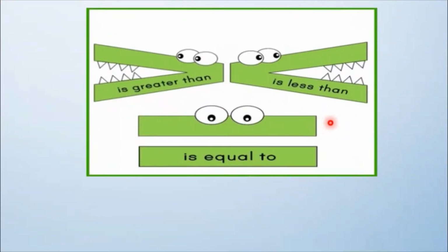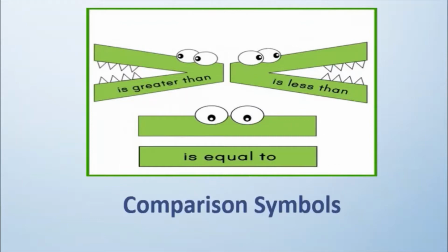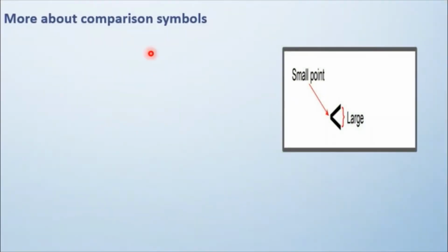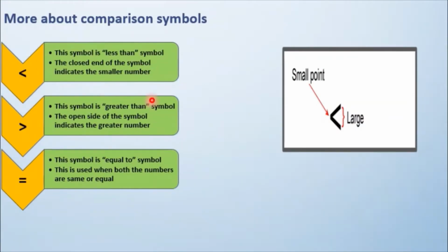To write any sentence symbolically, we need some symbols. Here we have the symbols of is greater than, is less than, and is equal to. With the help of these symbols, we can write sentences in short and they have their definite meanings. These symbols are called comparison symbols. Let's learn more about comparison symbols. Have a look at this chart. In this chart, we have details about comparison symbols.